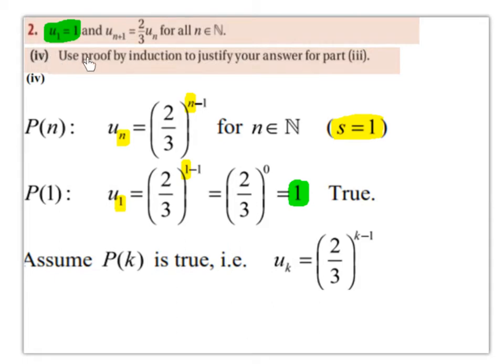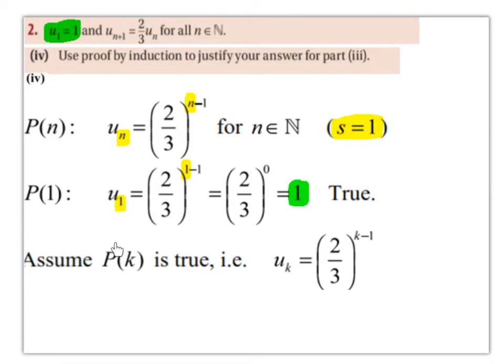Part 4. Use proof by induction to justify your answer for part 3. So P(n) is un equals 2/3 to the power of n minus 1 for all n elements of the natural number set, where s, the starting number, is equal to 1. So this is what we worked out in the previous question. So P(1) is going to be u1 equal to 2/3 to the power of 1 minus 1, and 1 minus 1 is 0, and anything to the power of 0 is 1, so this is true. u1 is equal to 1.